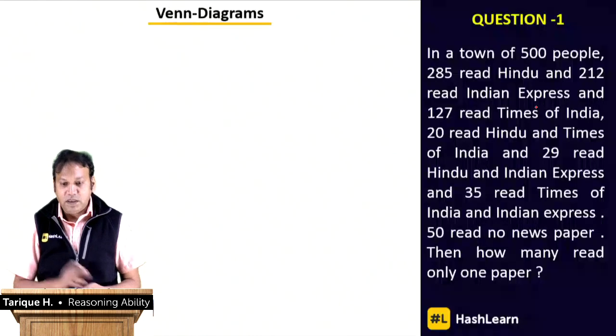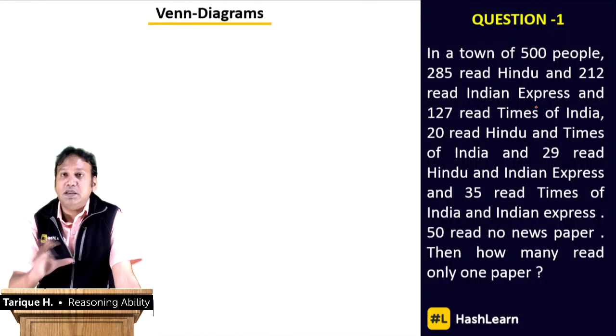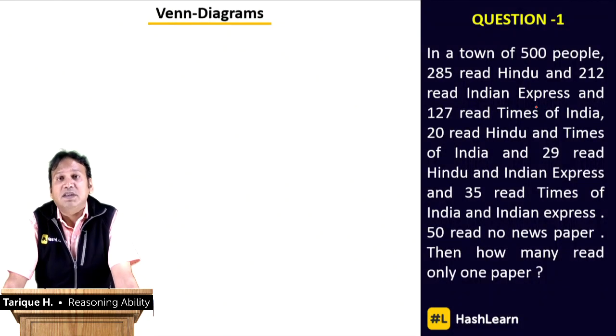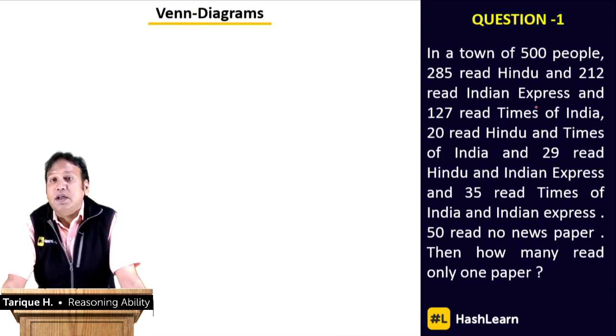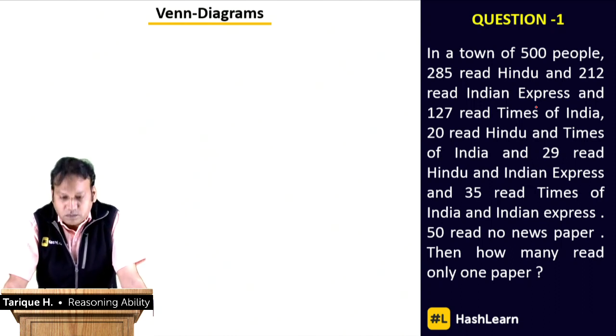So starting with the first question here, this is a caselet based question in which some information is given to you, and based on that information you have to make Venn diagram sets and solve the question, find out what the answer is. So look at this question, let's read it together and understand what this question is all about.